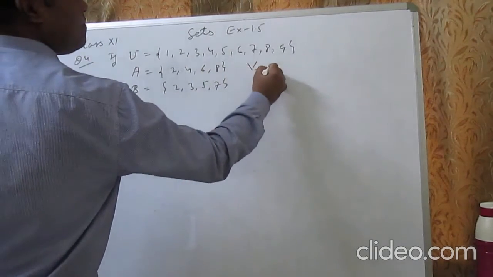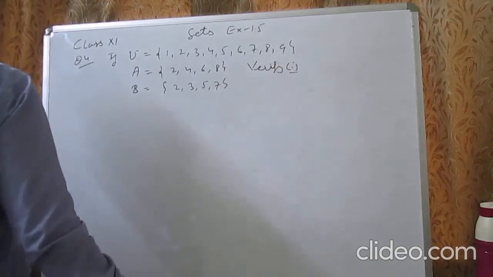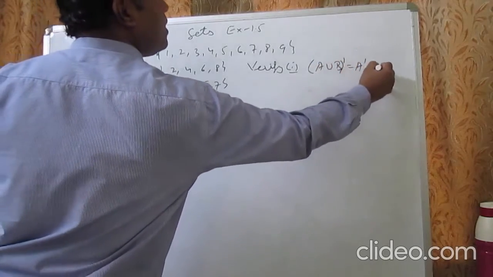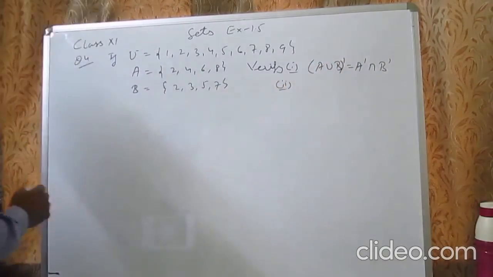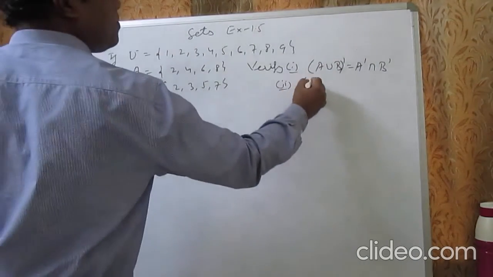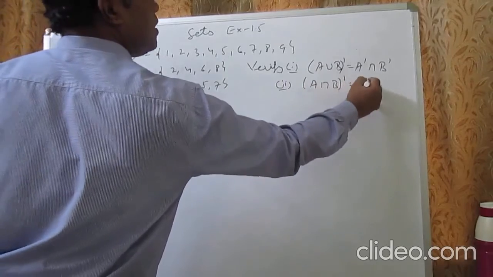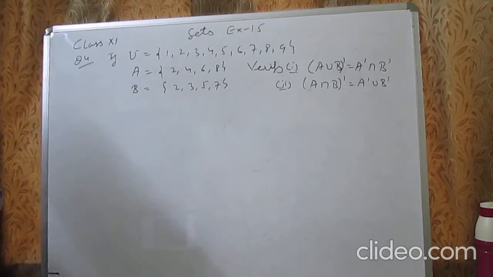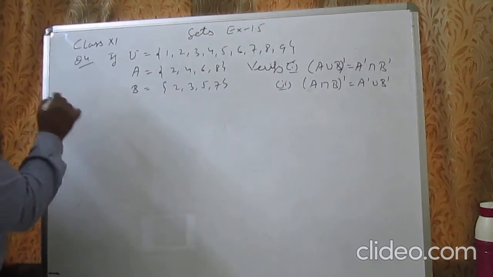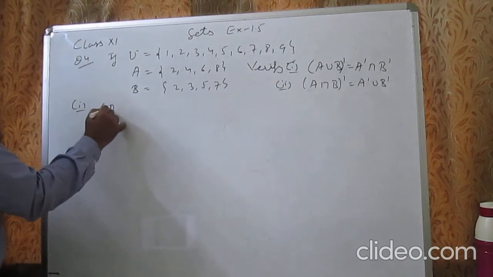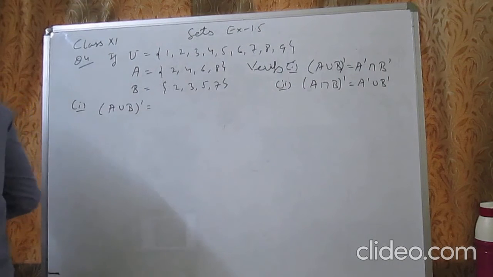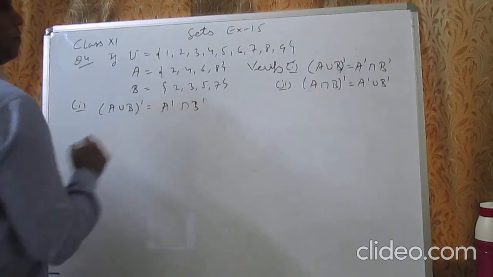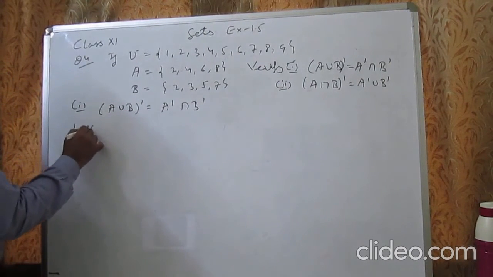You have to verify. Verify number 1: (A union B) complement is equal to A complement intersection B complement. Second, you have to verify: (A intersection B) complement is equal to A complement union B complement. This is De Morgan's law. Now start with the first part.